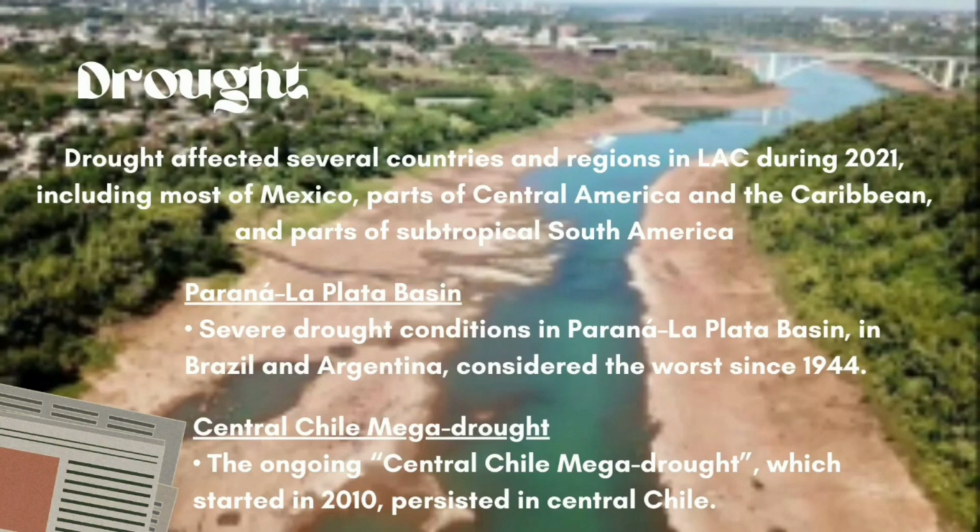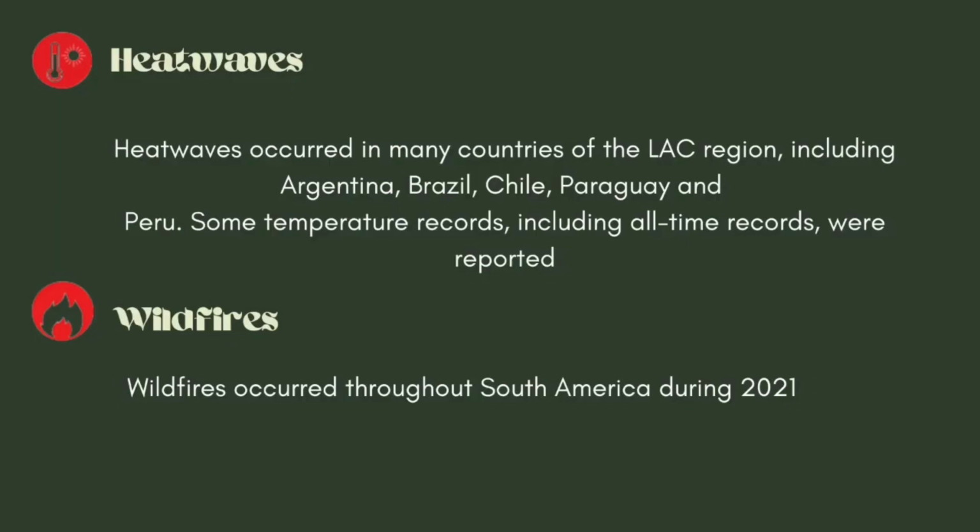environment and human communities. And the last one of the extreme events is heat waves and wildfires. Heat waves occurred in many countries of the Latin America and Caribbean regions, including Argentina, Brazil, Chile, Paraguay, and Peru. Some temperature records, including all-time records, were reported.